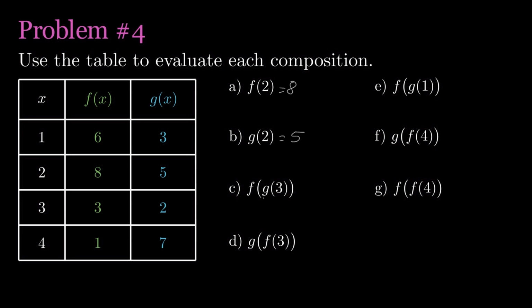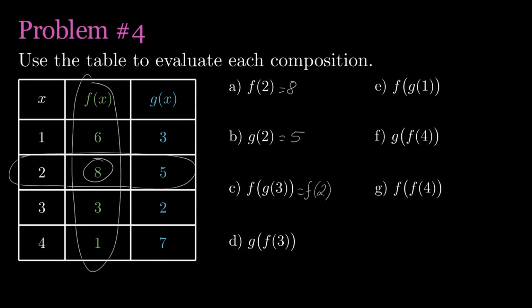In part C, we start with g of 3, so the column for g and the input of 3 gives us the value of 2. That now becomes the input for the function f. So looking at the column for f, we identify the value for the input of 2, and that is 8, which we already knew from part A. That's it for part C, of course.